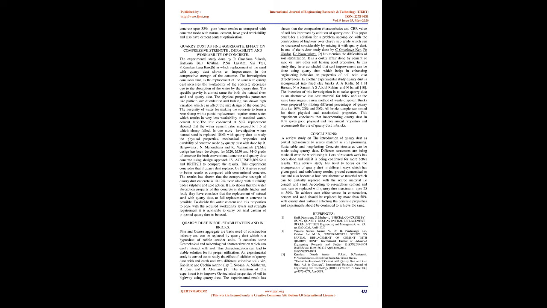The investigation concludes that, as the replacement of the sand with quarry dust increases, the workability of the concrete decreases due to the absorption of the water by the quarry dust. The specific gravity is almost the same for both the natural river sand and quarry dust. Physical properties like particle size distribution and bulking have shown high variation, which can affect the mix design of the concrete. The necessity of water for making the concrete form a zero slump with a partial replacement requires more water, which results in very little workability at standard water-cement ratio. The test conducted at 50% replacement showed that the water-cement ratio increased to 1.6, at which the slump failed.